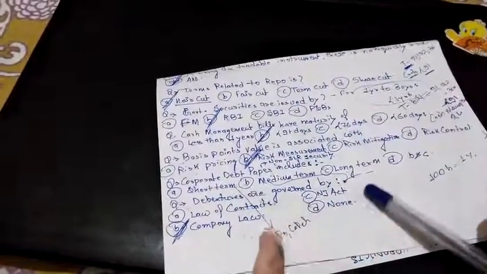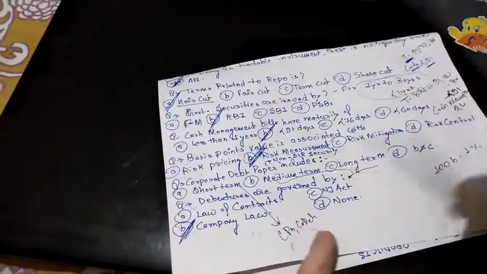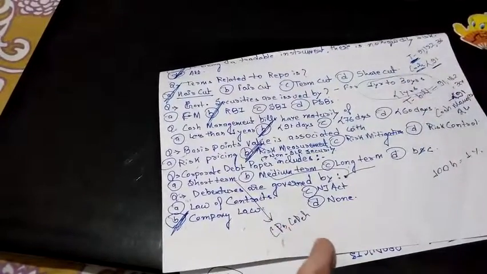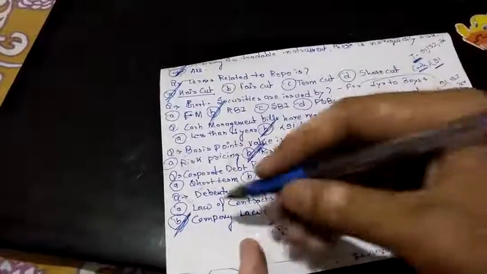Debentures are governed by the Companies Law. When the government issues, it is called a bond, and the company issues debentures. So it is governed by the company law.